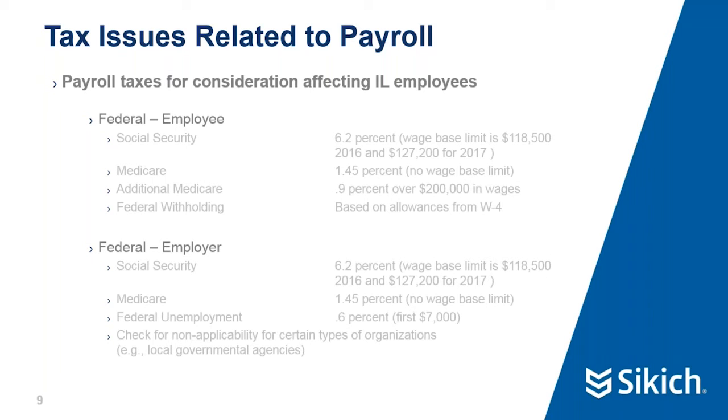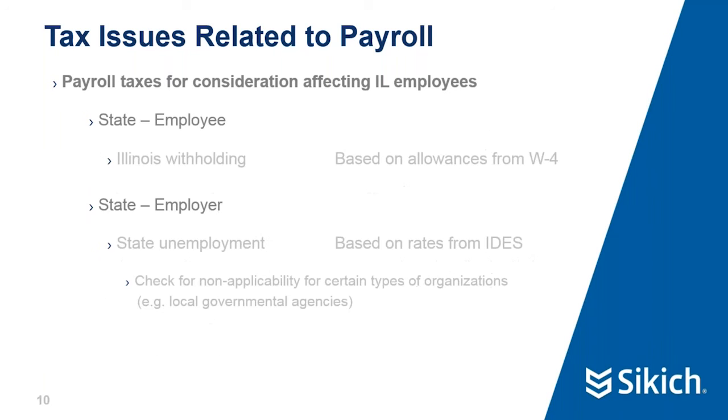And then we have, of course, the federal withholding, which would be based on the allowances as entered on the employee's W-4 form. And then the remaining items on the employer's side would be the federal unemployment. However, keep in mind, I know we have several governmental agencies here on the line today, that federal unemployment insurance tax is not applicable to governments.